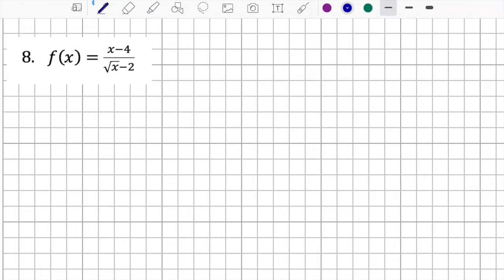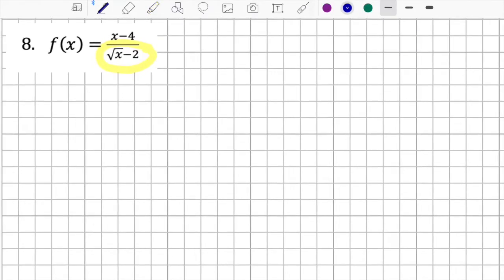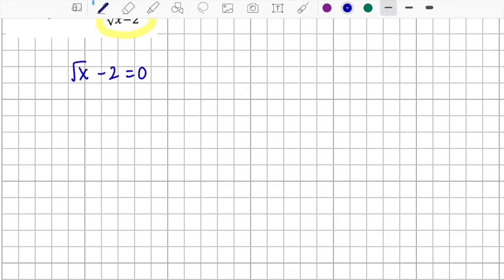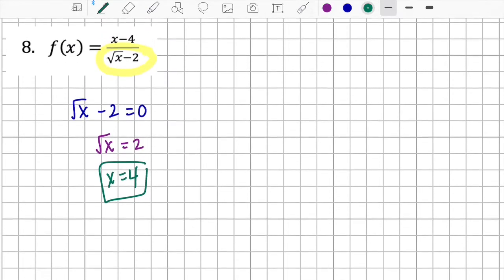Okay, let's look at this one. This one's a little bit different too, because not only is it a rational function, it also has a radical in the denominator. So let's see. Since we have a radical in the denominator, let's find when it is equal to 0. So when is square root of x minus 2 equal to 0? So let's solve for x. I would add 2, so the square root of x equals 2. Let's think about it. Square root of what gives you 2? 4. So that means that x has to equal 4.